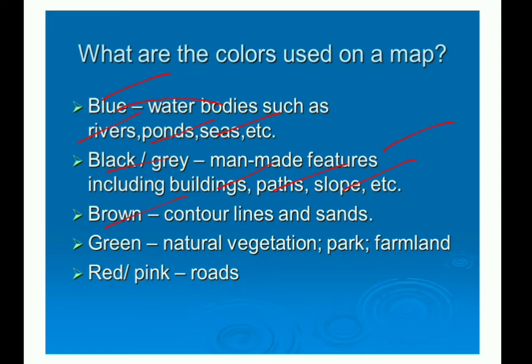And brown color is used for contour lines. Contour lines are used for showing the hilly areas, mountain areas or a desert area and so on. Brown color is also used for showing the sandy areas, and green color is used for natural vegetation, park and farmland. Farmland means agriculture land. And red or pink color is used for the road purpose. So these are the colors used for showing the symbols in particular maps.